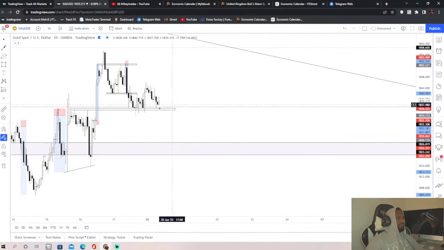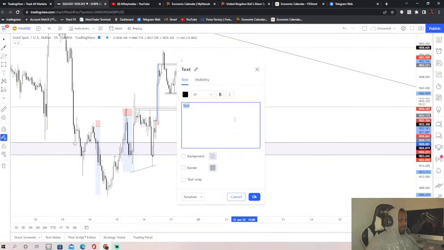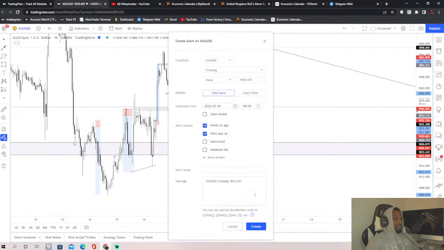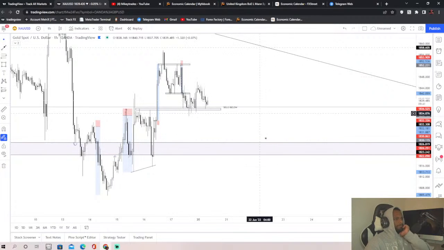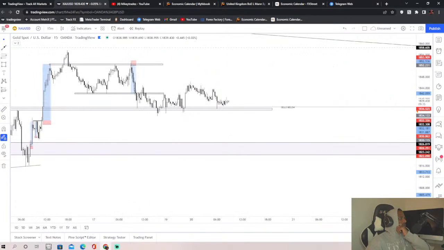Bam. So you see now price is kind of trapped. So what I'll do is I'll put an alert here. I'm gonna see if we can break and test under this area as resistance, or we just get a massive short. That would be pretty cool.